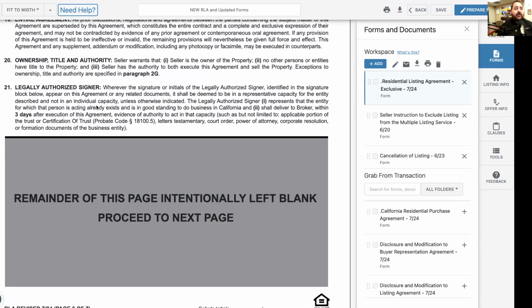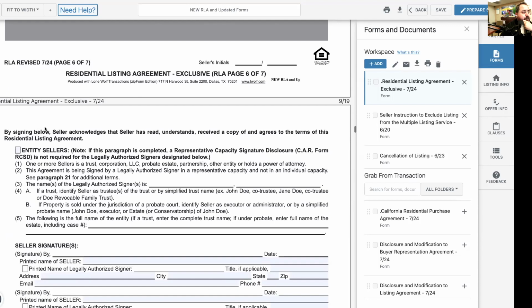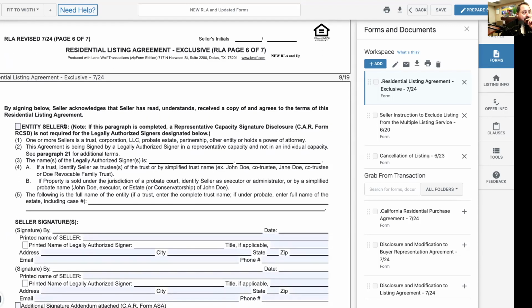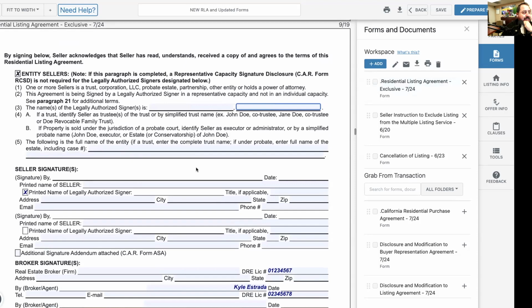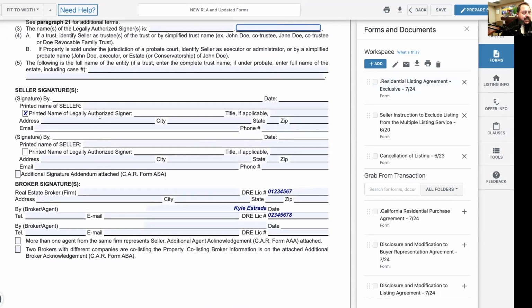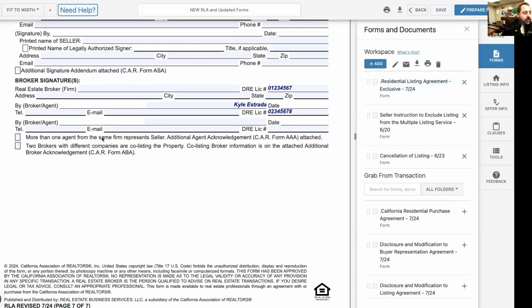Legally authorized signers: if there is an entity and that seller is signing, they have 3 days after the execution of the agreement to show proof that they're authorized to sign on behalf of that entity. There are the entity sellers. So if it is an entity, a trust, a corporation, a partnership, you have to check this box. Make sure you have the correct signers' names for the entity. Then the sellers will sign it. The broker is going to sign it.